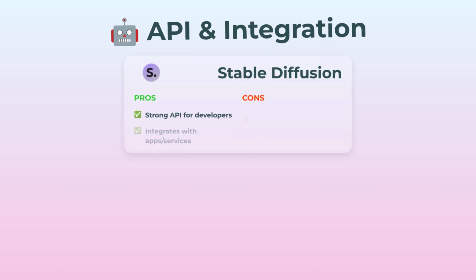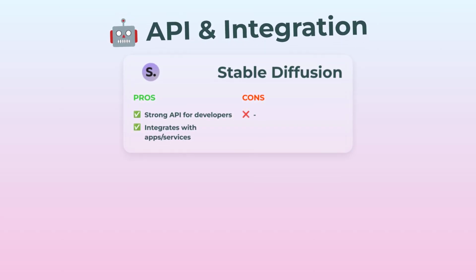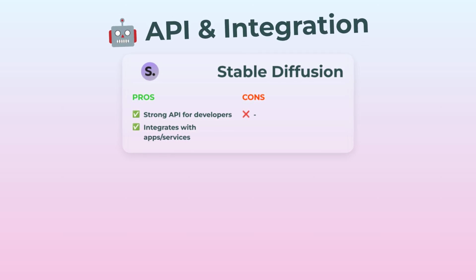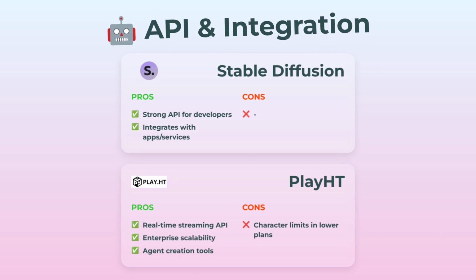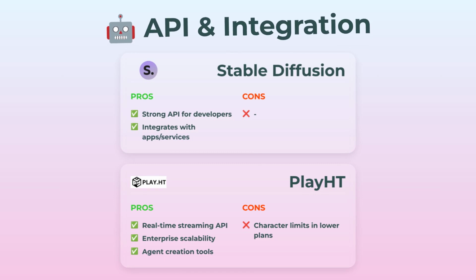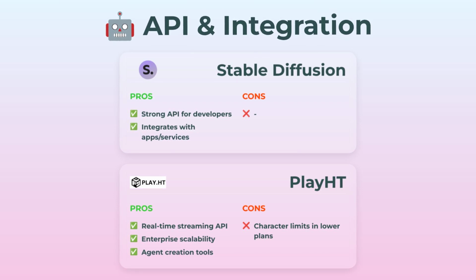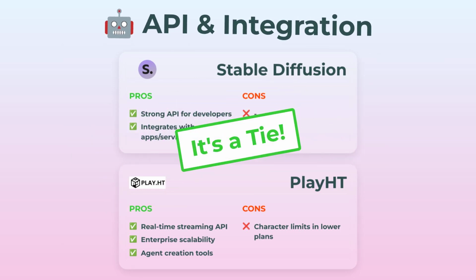For API and integration, both Stable Diffusion and PlayHT are kinda neck and neck. Stable Diffusion offers a solid API, really friendly for developers, and it hooks into all sorts of services. PlayHT goes all in too, with real-time streaming, scalability for big business, and you can build agents right from the platform. Only catch, if you're on the lower plans, there's some annoying character limits. But overall, both tools are top-notch for devs.